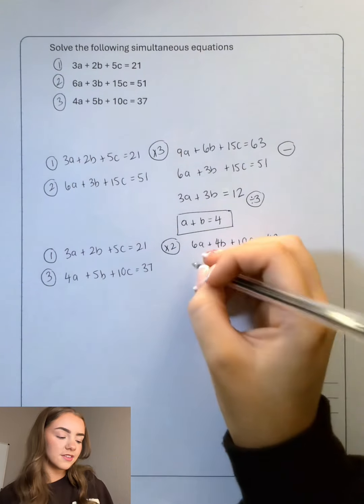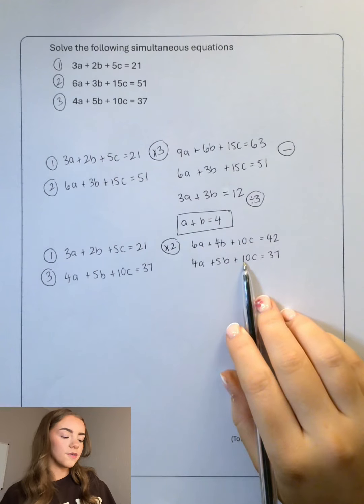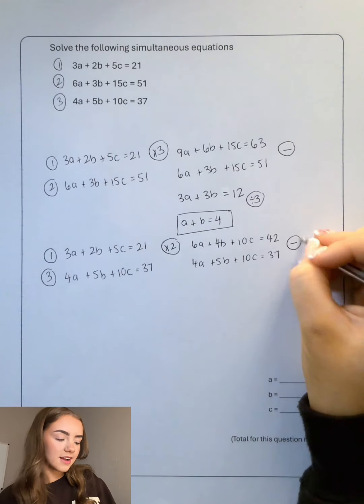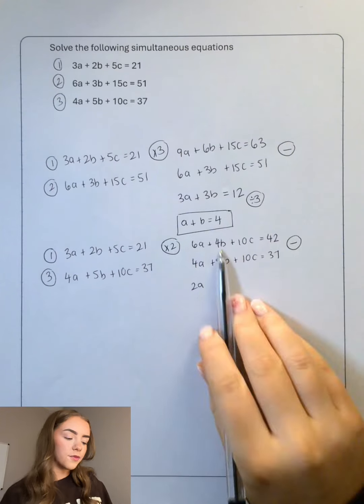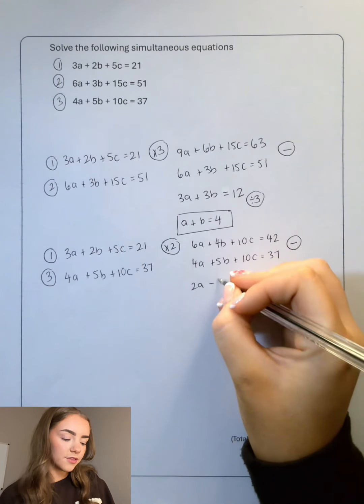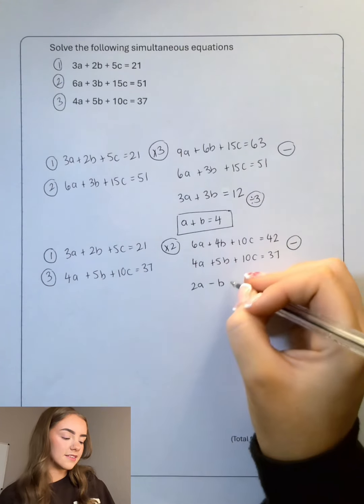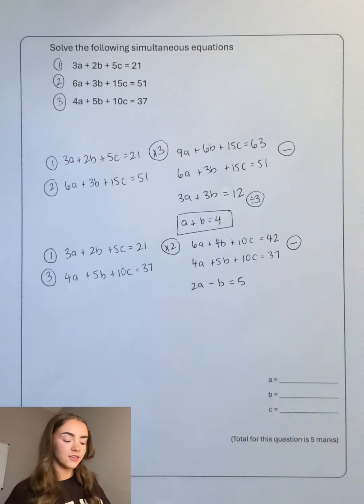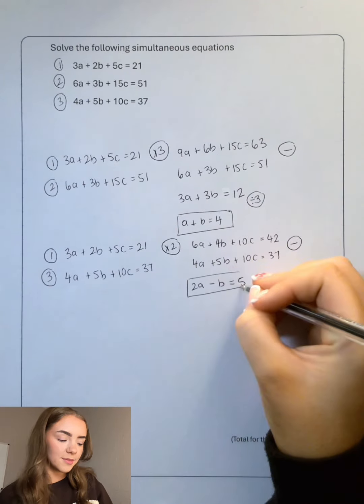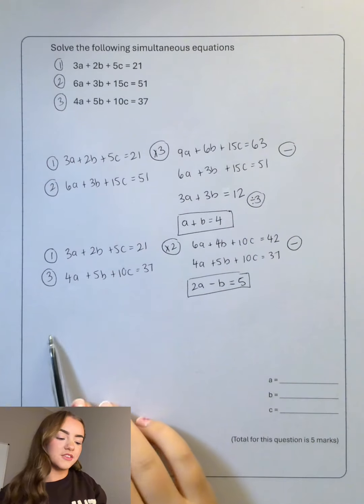This equation can just stay the same. Because both of these coefficients have the same sign, we can subtract these equations from each other. 6a minus 4a is 2a, 4b minus 5b will be minus 1b, 10c minus 10c will cancel out, and 42 minus 37 is 5. So here we have another equation in terms of a and b. Let's write both of these equations down here.